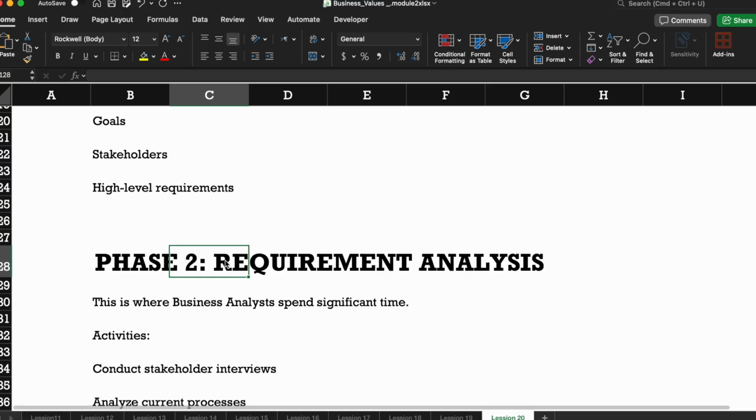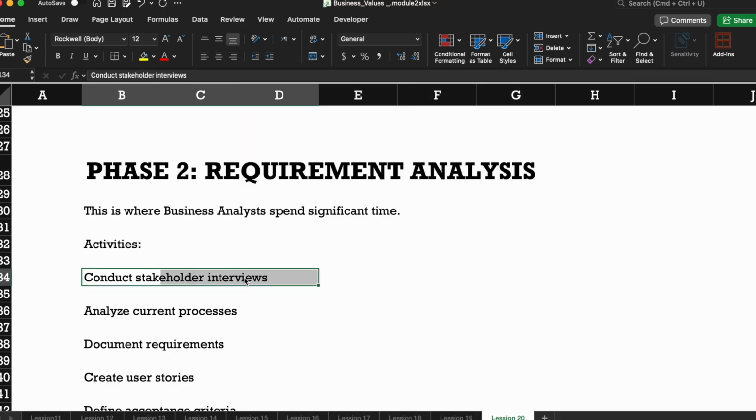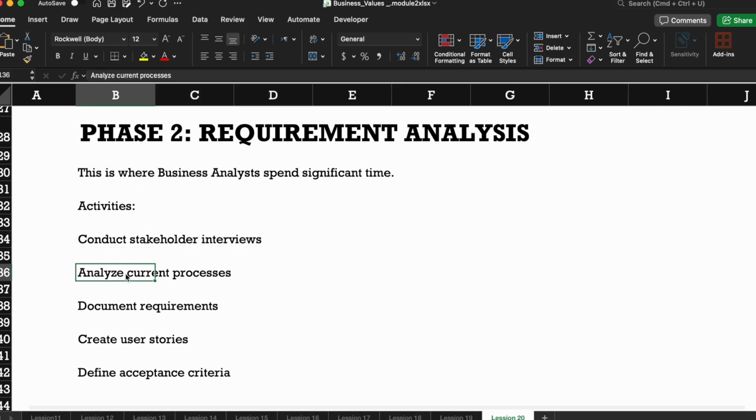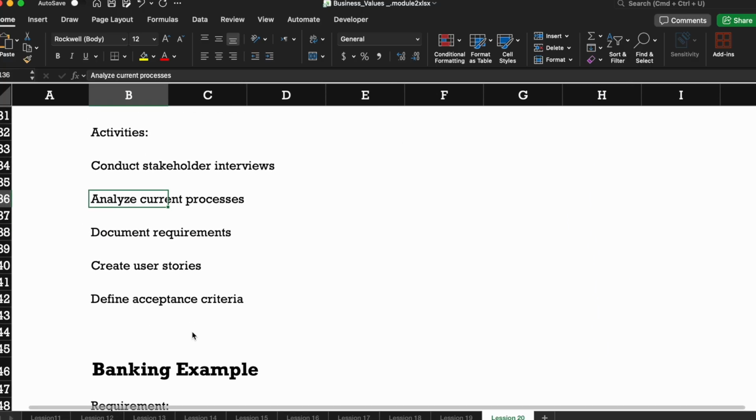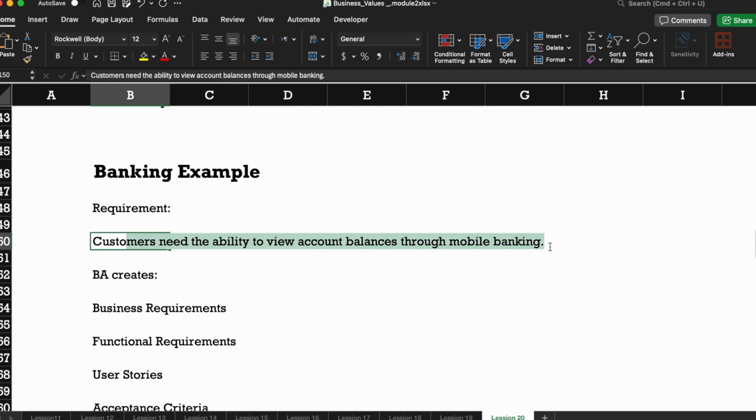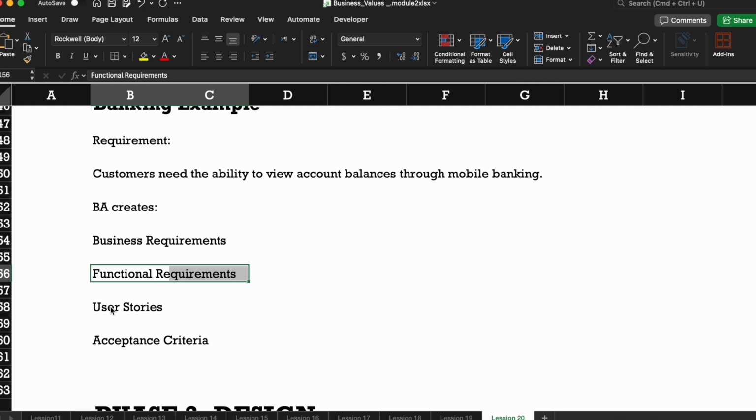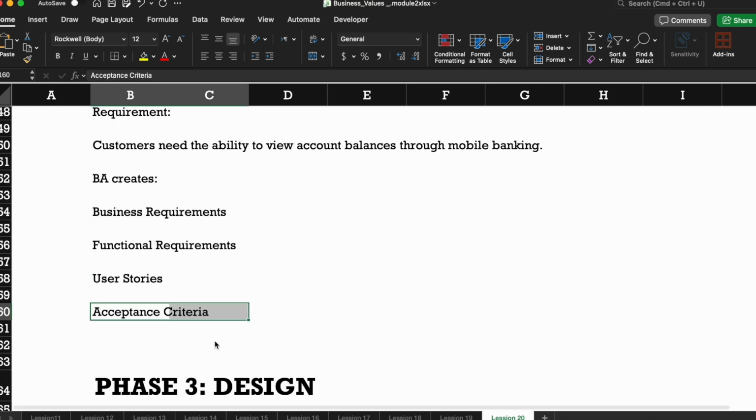Phase number 2, requirement analysis. This is where the business analyst spends significant time. Activities: conduct stakeholder interviews, analyze the current process, document requirements, create user stories, define acceptance criteria. Banking example: requirement: customers need the ability to view the account balance through mobile banking. The BA creates business requirements, functional requirements, user stories, and acceptance criteria.